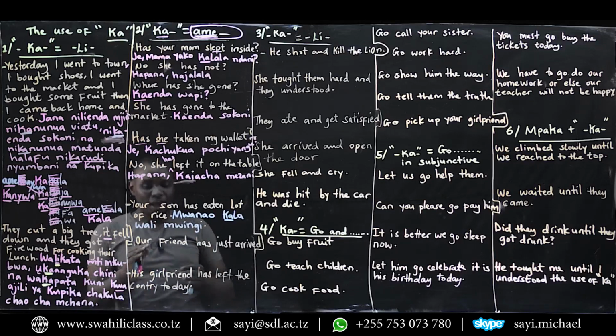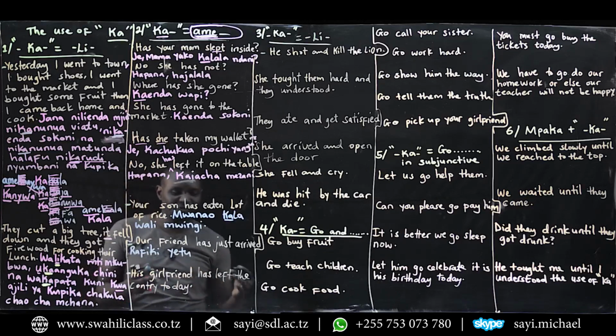That's a good thing, yeah? Yay! Our friend has just arrived. So you say, Rafiki yetu amefika. Instead of saying amefika, this "ame" is "ka". So I will say, Rafiki yetu kafika. Do you understand? Do you really understand this use of ka? Are you with me? Tupo pamoja. Unaelewa? Safi.